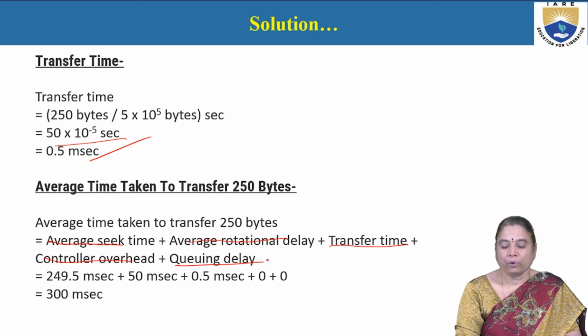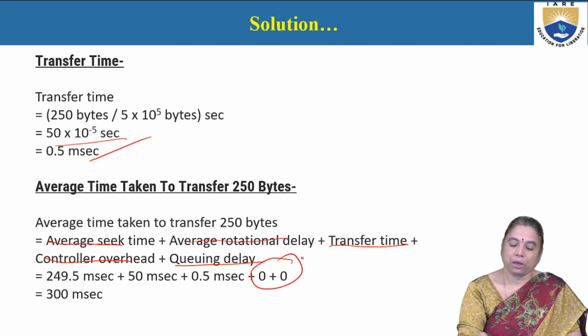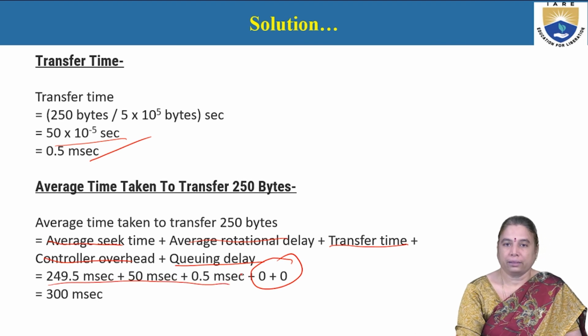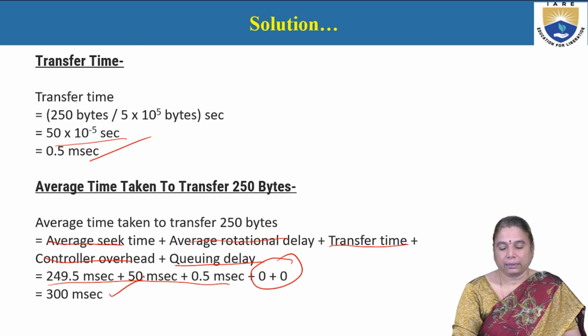In the problem, no controller overhead and no queuing delay is mentioned. So those two parameters can be taken as 0. Remaining all we calculated in the previous slides. So all can be summated. The answer can be 300 milliseconds.